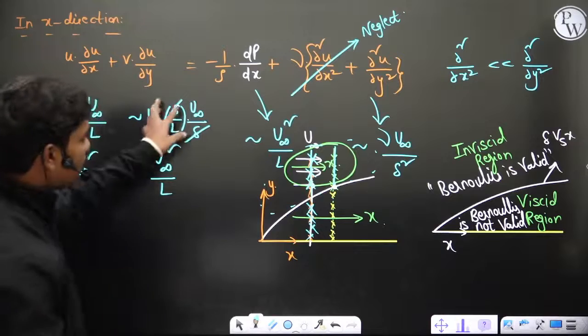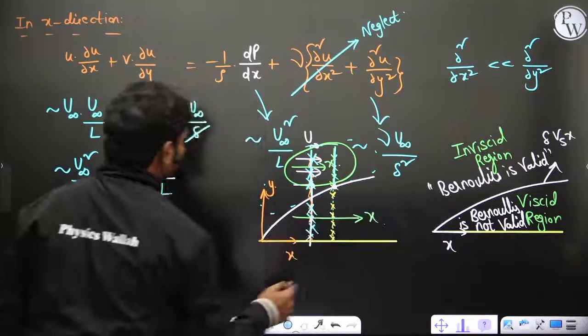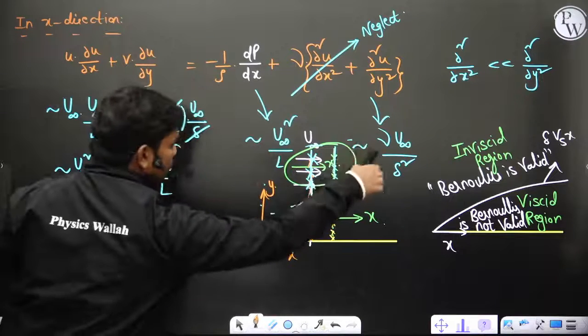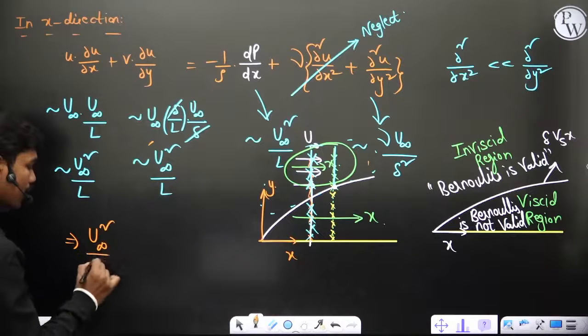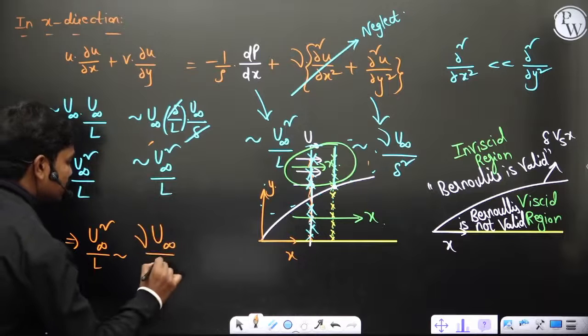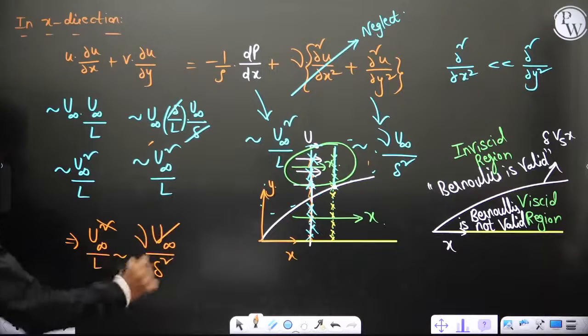You can see you cannot neglect any of these terms. But one thing that you know is this magnitude and this magnitude scale equally. So this implies u infinity squared by L scales to nu u infinity by delta squared. Because you cannot eliminate anything. So when you cannot eliminate anything, this is what you have. So then one u infinity gets cancelled.